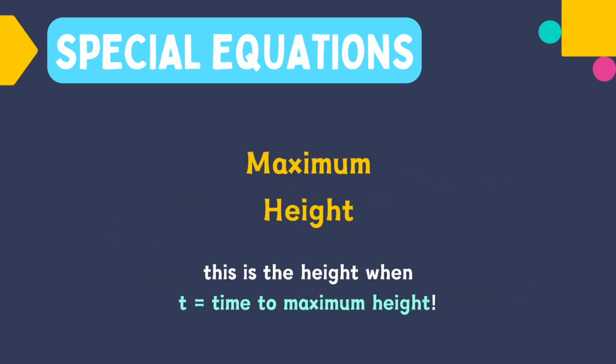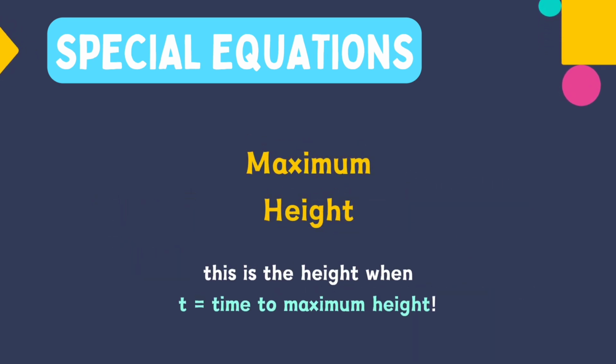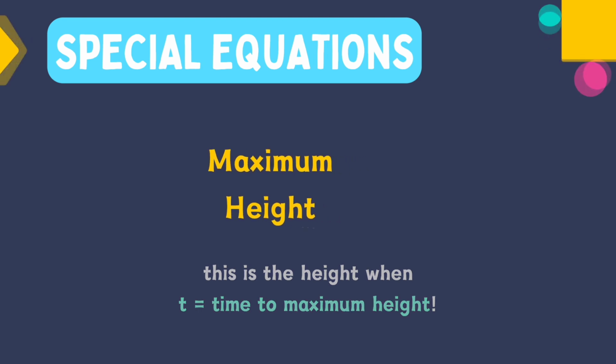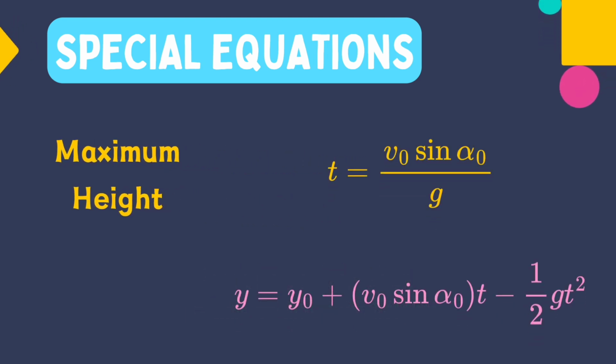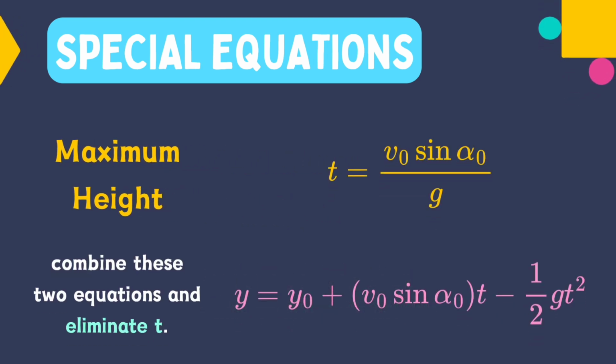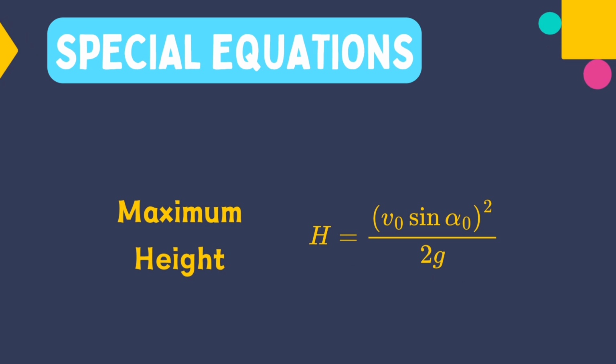For the maximum height, we define this as the height when t equals the time to maximum height. So, bringing up our equations for t and y, we simply combine these two and eliminate t. Note that we set y naught equals 0 for simplicity. Doing that, we get that the maximum height h equals (v naught sine alpha naught) squared all over 2g.